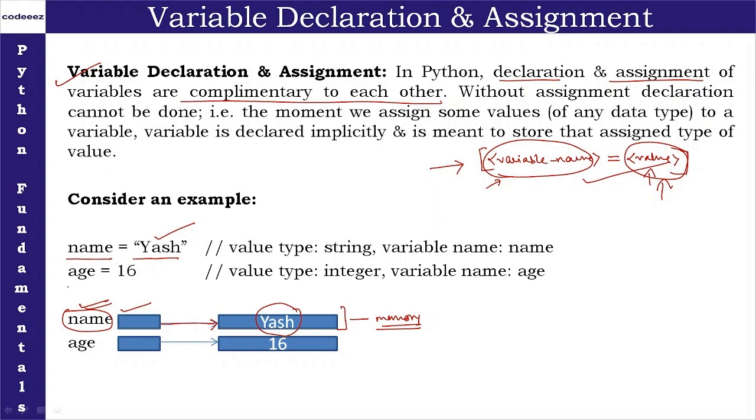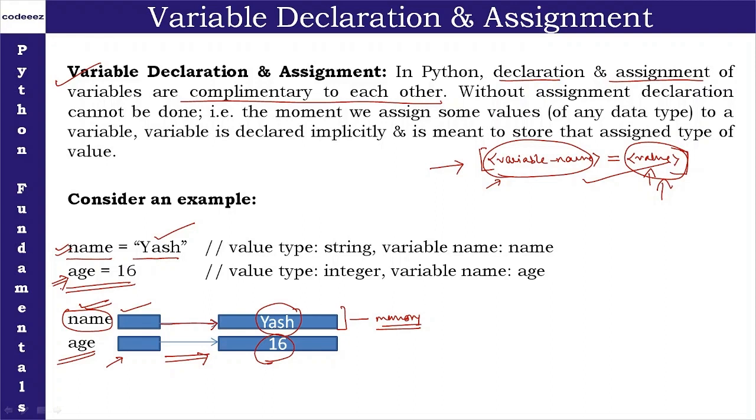Another example, age equals 16. What happens here? Again, a reference will be created and the name of the reference will be age in this case, and it will be pointing to a memory location where the value 16 is stored. So it is very simple here to declare a variable. In this case, the name variable is of string type because it is storing a string value, and in this case the age variable is of integer type because it is storing an integer value. So this is how simple it is, right?